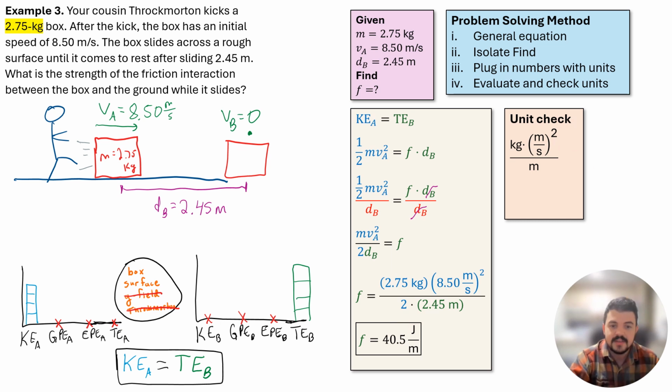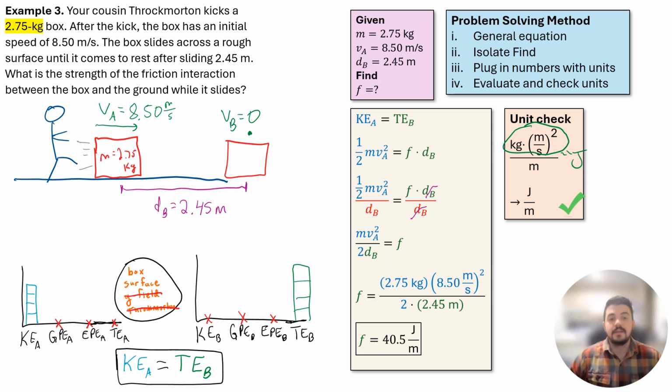So my units look something like this. I stare at that and say, wait a minute, a kilogram multiplied by a meter per second quantity squared, that's the definition of a joule. And so I just replace that numerator with a J, and I've got joules per meter, which is indeed the unit for the strength of a friction interaction. That's it. I did it.